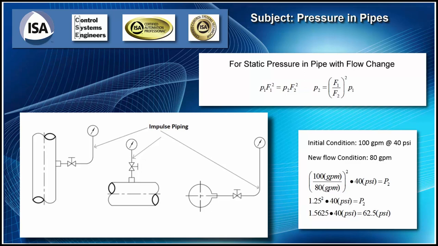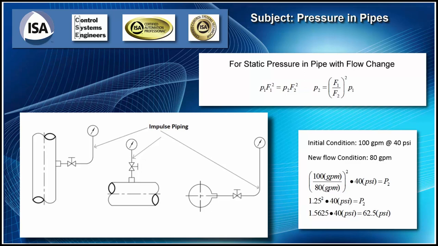But anyway, we're looking at our formula here for static pressure in a pipe with flow change. And that's P1 times flow 1 squared equals P2 times flow 2 squared. Therefore, P2 equals F1 over F2 squared times P1. And so for our test right here, we want to say we have 100 gallons a minute flowing through a pipe, and the pressure gauge is showing 40 psi. Now, this is the static pressure. So the static pressure is showing 40 psi. And then if we slow this flow down to 80 gallons per minute, what will the pressure gauge show?